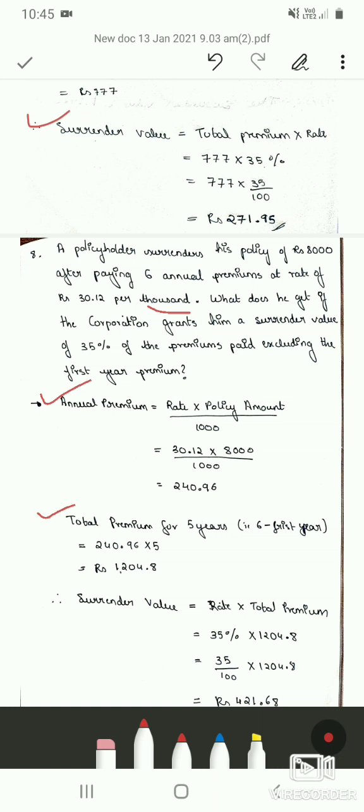And then let us calculate total premium for 5 years, which is annual premium minus the first year premium, which is 240.96 into 5, which is rupees 1204.8. Therefore the surrender value would be rate into total premium, and here the rate is 35% and the total premium is 1204.8. So 35 by 100 into 1204.8 is rupees 421.68. So this is the surrender value at the rate 35% for the total premium 1204.8 rupees.